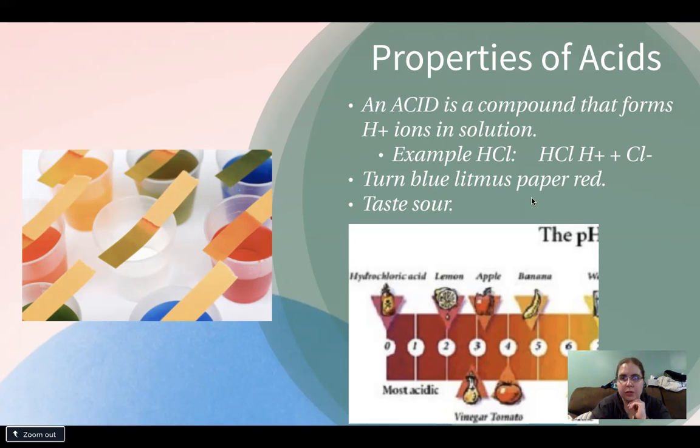Some things you would notice about it: there's a litmus paper test where you have blue litmus paper and red litmus paper. Acids will not affect red litmus paper, but they will affect blue litmus paper. They will turn the blue litmus paper red. They also tend to be sour tasting, with a tingling feeling on your skin or in your mouth, almost a burning sensation. That's why when you bite into lemons or oranges, they tingle your mouth a bit. It's because of the acids within them.